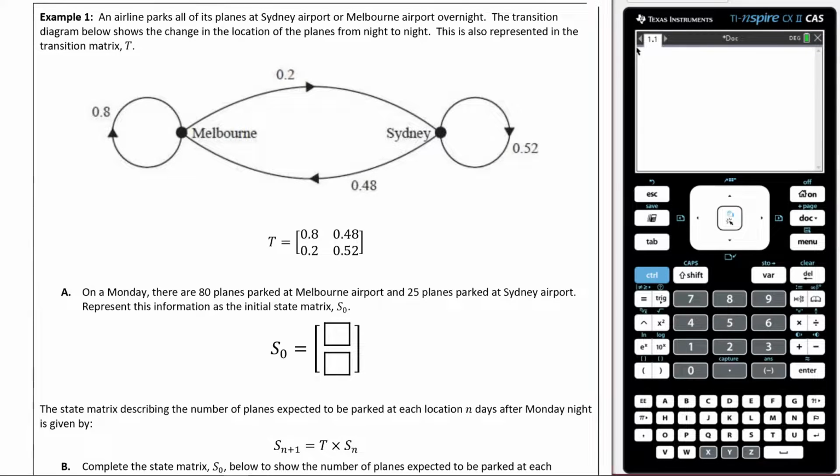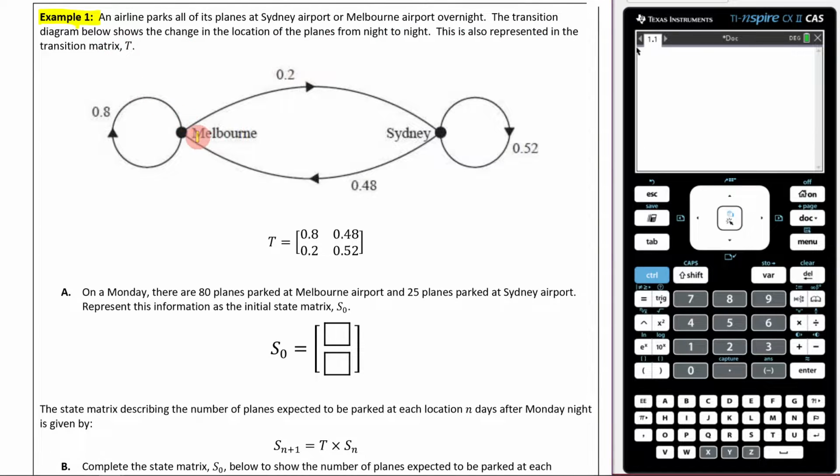Let's now work through this example here. Example 1. An airline parks all its planes at Sydney Airport or Melbourne Airport overnight. The transition diagram below shows the change in location of the planes from night to night. This is also represented in the transition matrix T.